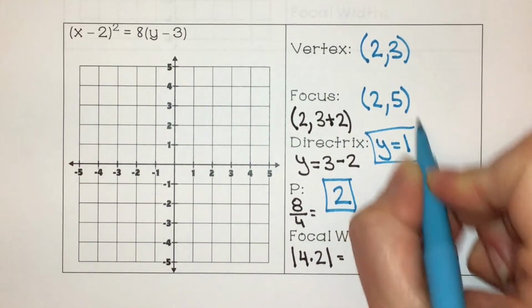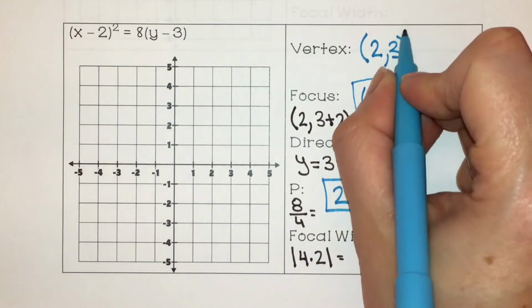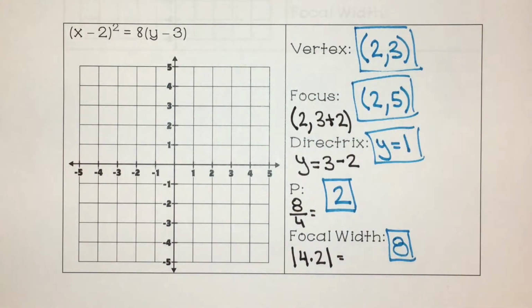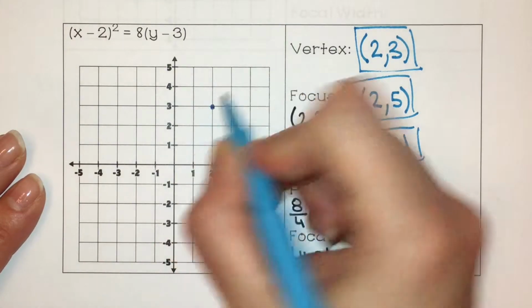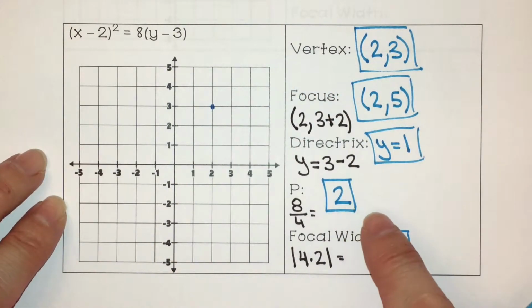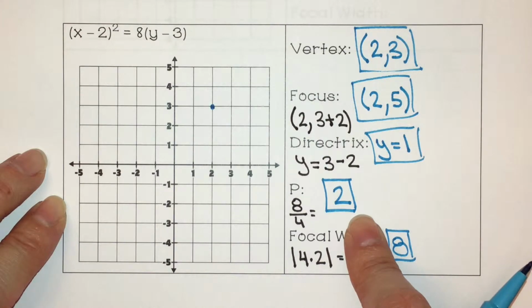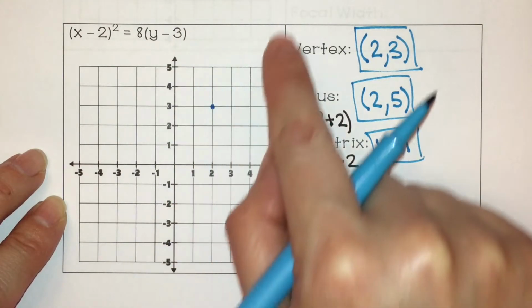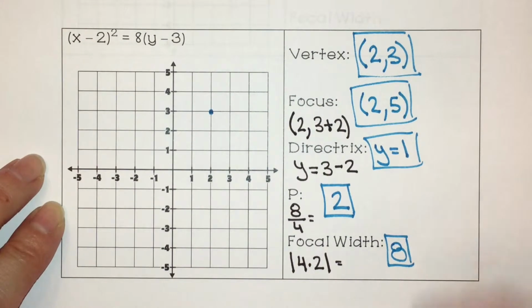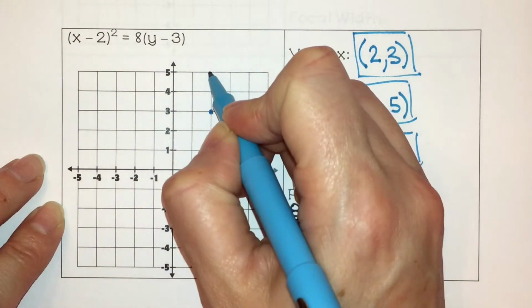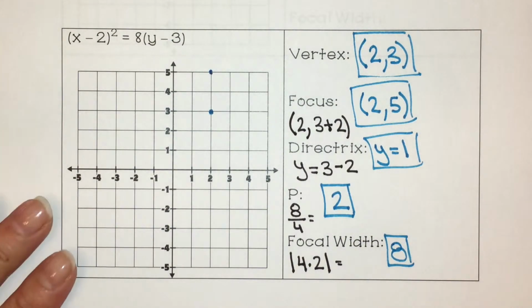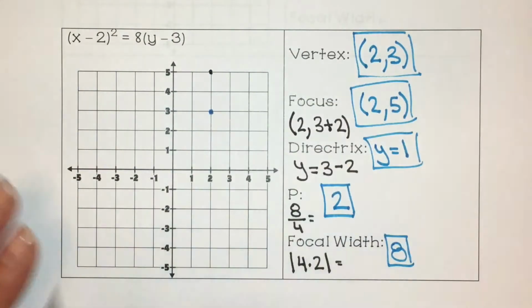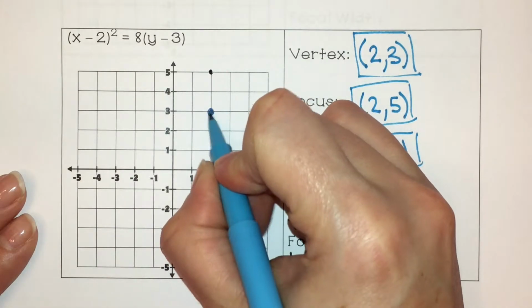So I'm going to use these to go ahead and graph this parabola. All right, so I know my vertex is at 2, 3 because p is greater than 0. I know that it opens upward. Okay, my focus is at 2, 5. I need to use that. So it's really important that I know where the focus is. I know where my vertex is.